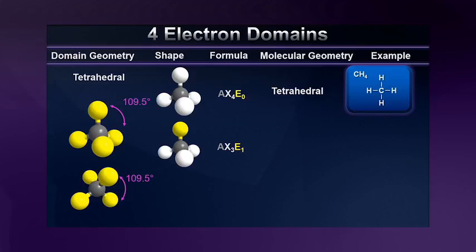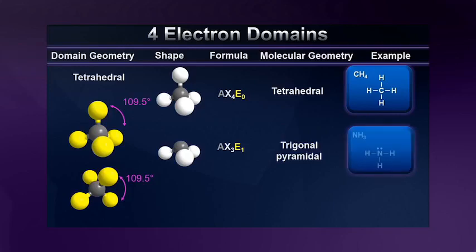Now, if I do my Jedi mind trick one more time here, take those electrons away. Those aren't the electrons I'm looking for. I get a shape that looks a bit like a pyramid. So this would be called trigonal pyramidal, sometimes pronounced trigonal pyramidal. You'll hear it both ways. An example of a molecule that has this geometry is ammonia.